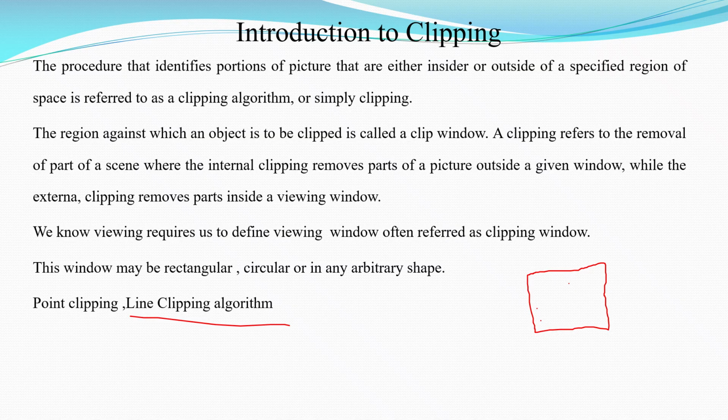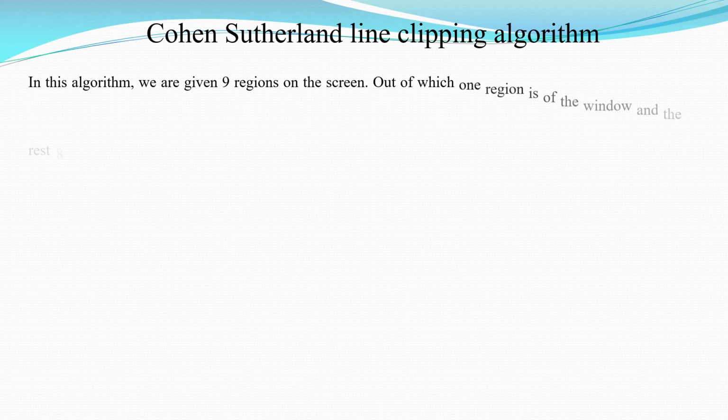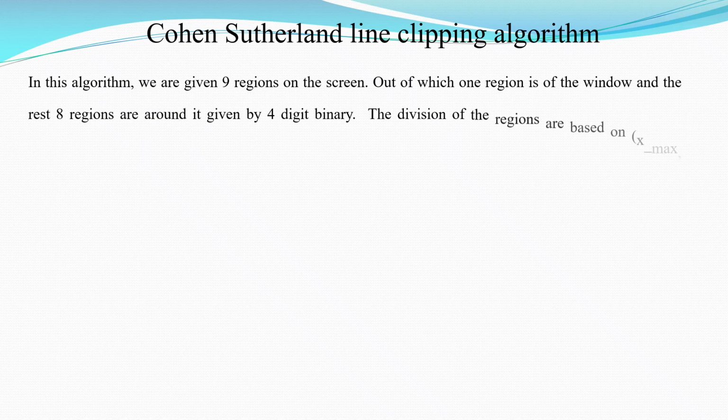There are mainly four algorithms. The first one is Cohen Sutherland line clipping, then the midpoint subdivision algorithm, then Cyrus-Beck line clipping, and the last one is the Liang-Barsky line clipping algorithm. In this video we focus on the first algorithm, the Cohen Sutherland line clipping algorithm. So how does the Cohen Sutherland line clipping algorithm work in computer graphics? We'll see.